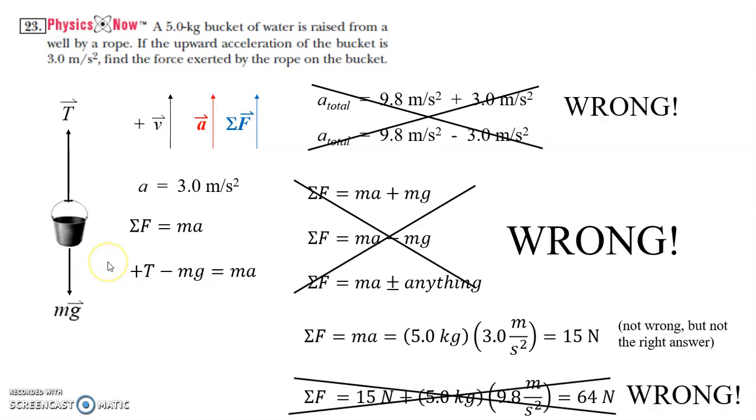What do we do next? We solve for what we're looking for. In this case, it's going to be tension, so we just do our algebra, rearrange this. This is T equals mg plus ma. At this point, you've solved for tension. You must be doing it correctly, okay?